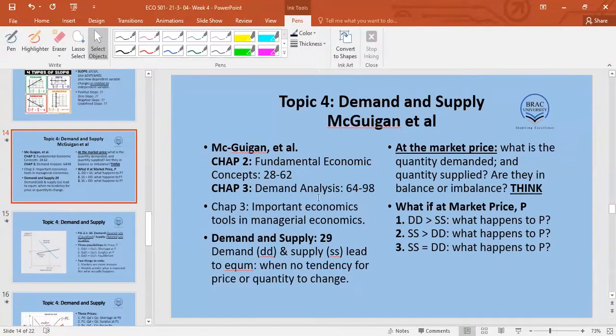Chapter 3 we will look at next class. Today's class is pages 28 to 62. There's nothing to be worried about, although there are lots of pages here. We are not interested in everything. Okay, what is important for us is the price. We have said that it's a signal for the buyers and the sellers.